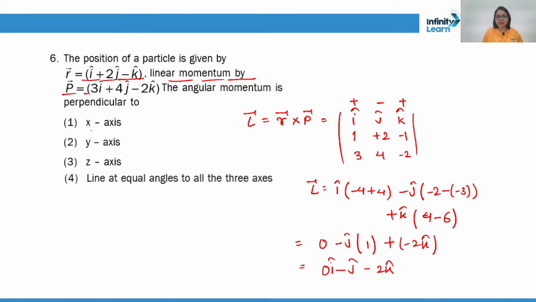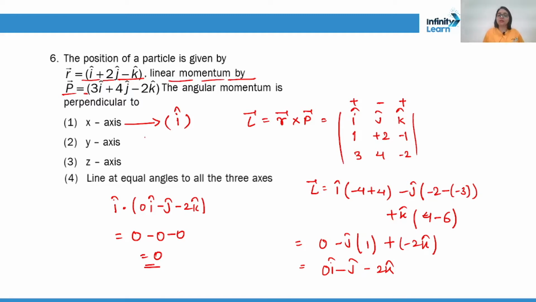Now we need to find what axis the angular momentum is perpendicular to. So let's consider the unit vector along the x-axis first, i cap, right? Let's take the dot product of L vector with i cap. So it will be i cap dot 0 i cap minus j cap minus 2k cap. So it is 0 minus 0 minus 0, which equals 0. And if the dot product of any two vectors is 0, that means these two vectors are perpendicular to each other. So the correct answer is option 1, right?